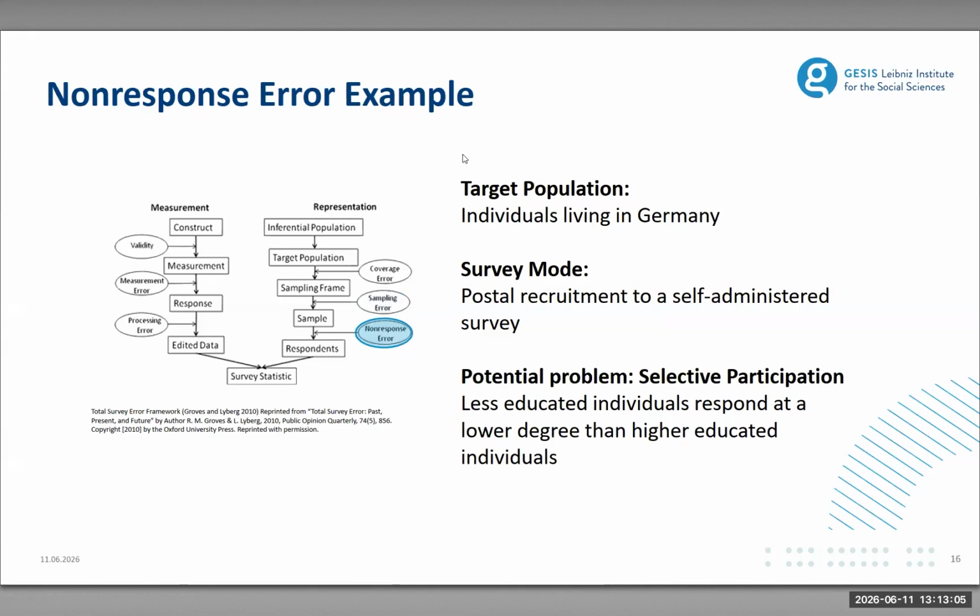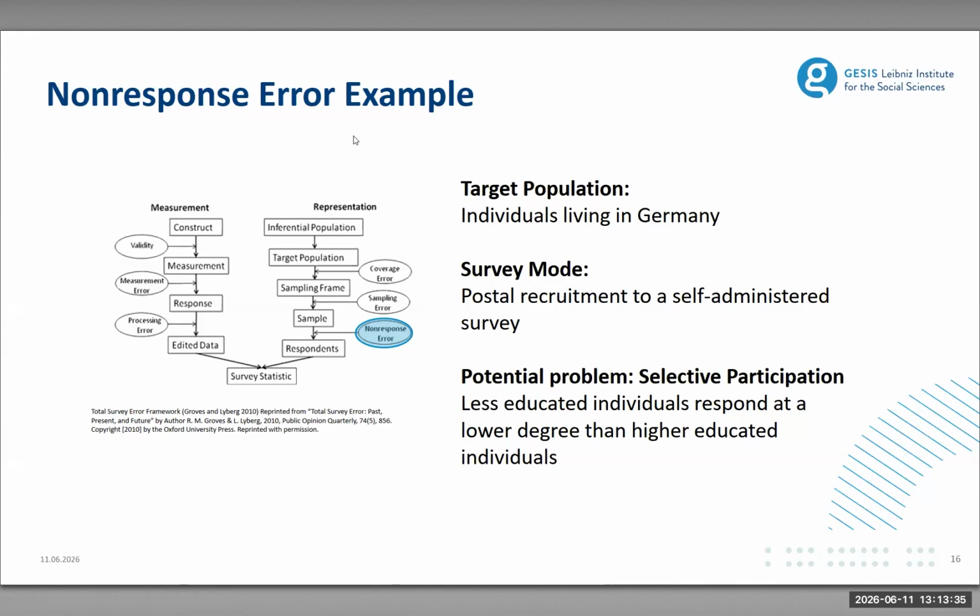The next error source would be non-response error. That always occurs if people systematically do not respond to the survey invitation. So for example, we know that less educated individuals tend to respond to a lower degree than higher educated individuals. And if we do not control for that, this also introduces error in our survey statistics.